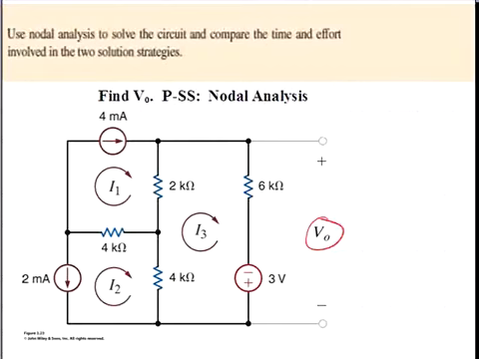In the nodal analysis approach, we'll identify a reference node, select the bottom of the circuit, and label the other nodes V1, V2. This top node will be the V sub O voltage that we desire, and we have another node here, V3, between the voltage source and the V sub O node.